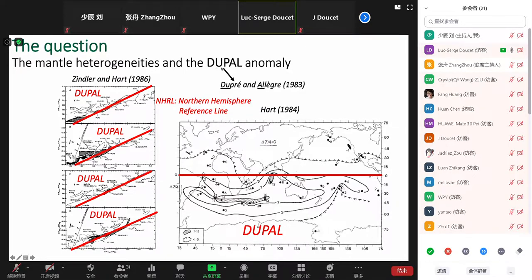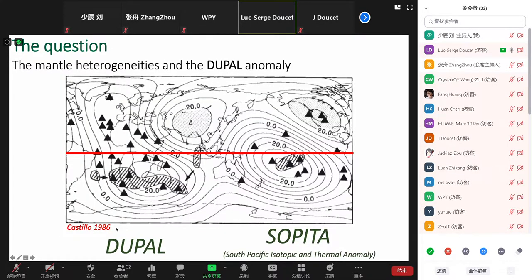A lot of people are using these terms and this signification. And the story became more complicated. And this is funny because it's right after these three papers were published. Castillo in 1986 in Nature showed that the heterogeneity in Dupal is not homogeneous. Basically, that's the funny thing. So he reprocessed all the data. And what he showed is that below the line, so in the southern hemisphere, within the Dupal anomaly, you have another anomaly, which he called the South Pacific Isotopic and Thermal Anomaly.